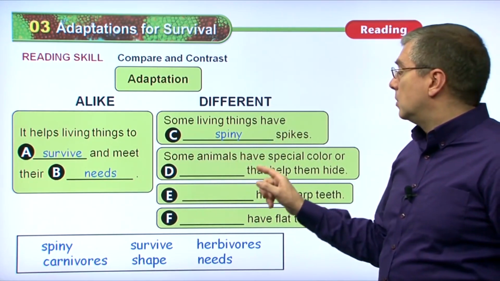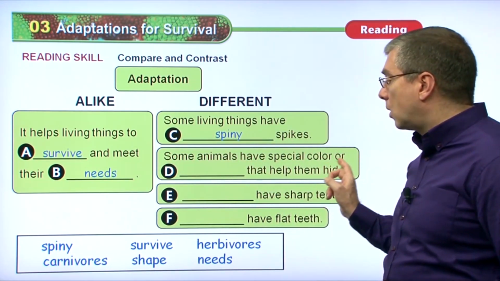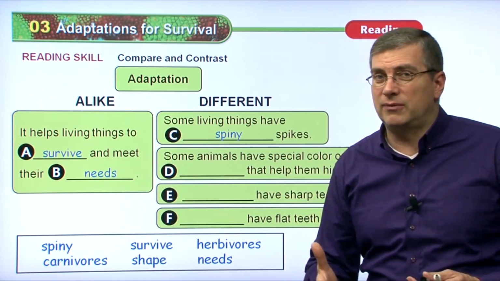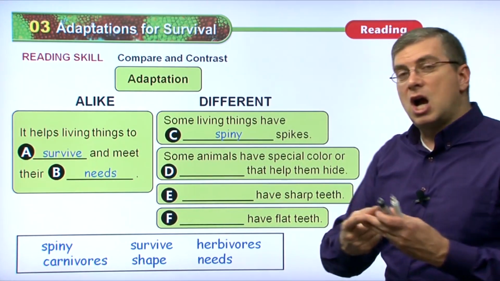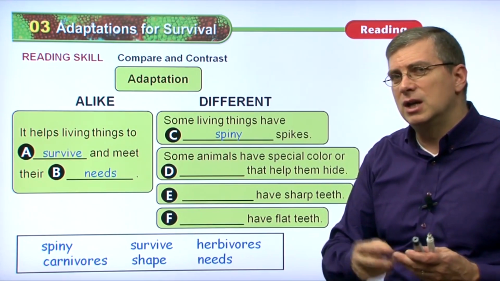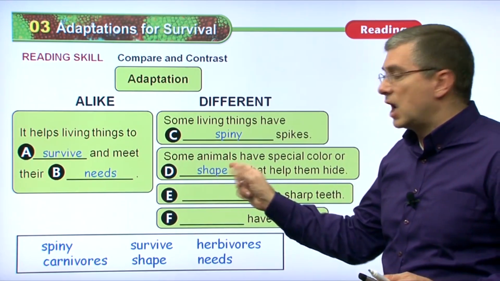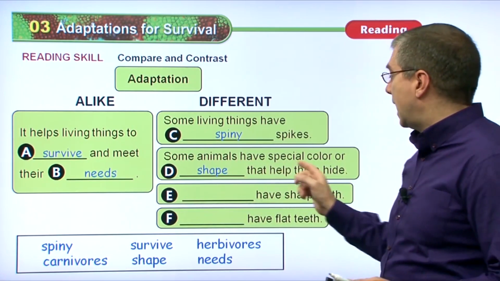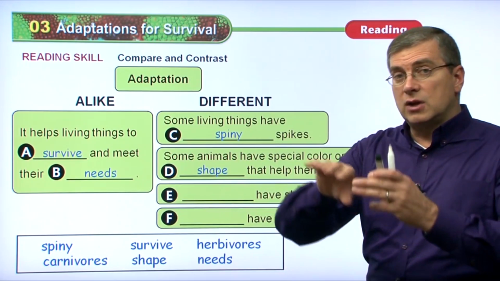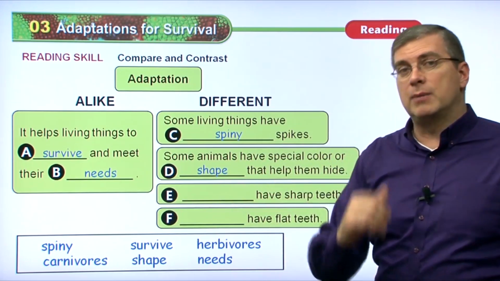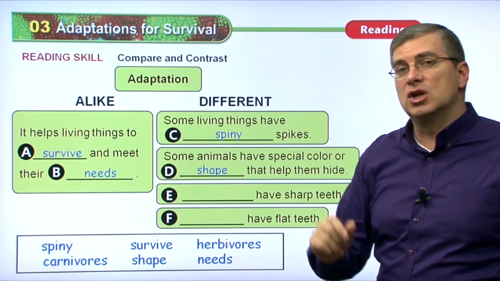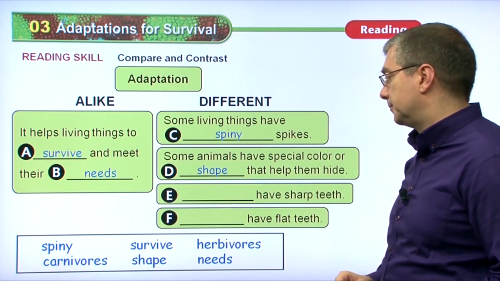Here, some animals have special color or blank that help them hide. Remember, when we talked about camouflage, we talked about color, and we also talked about another way that animals use camouflage, color and shape, right? Color and shape that help them to hide in nature. So it's not just color, it's also the shape of their bodies. For example, the caterpillars, their shape looks like a twig or a branch of the plant that they are on.